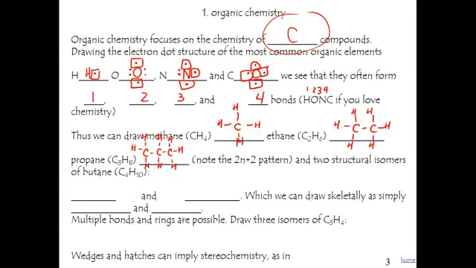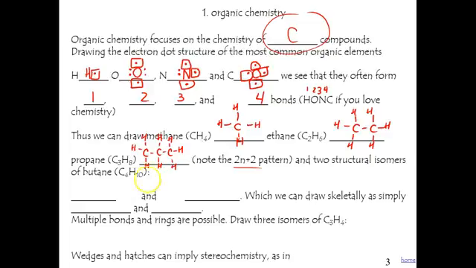And that's C3H8. Let's see, 2n plus 2, 2n plus 2, 4 plus 2, 2n plus 2, 6 plus 2. We have a 2n plus 2 pattern for these saturated hydrocarbons. Saturated meaning no double bonds or rings or funny business going on.